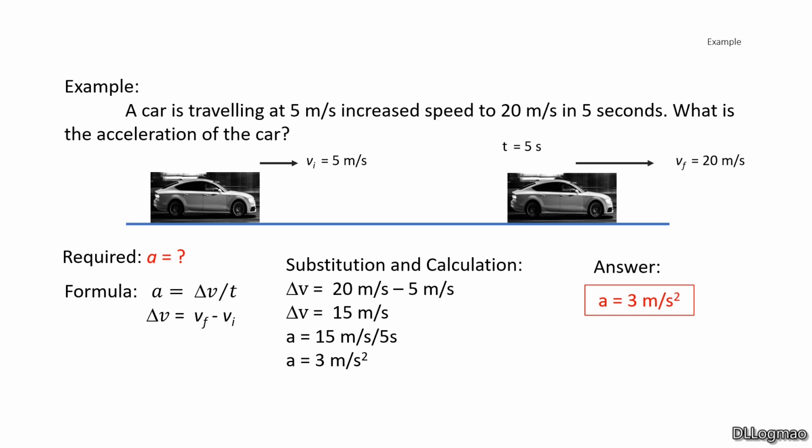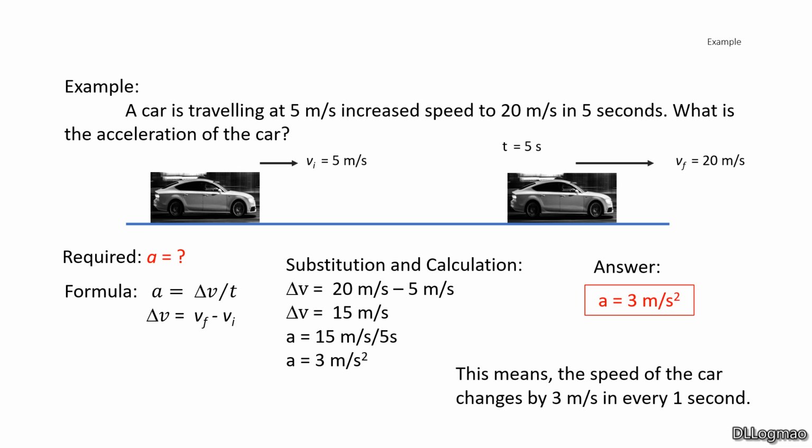What does 3 meters per second squared mean? This means the velocity of the car increases by 3 meters per second in every 1 second. Increases because the acceleration is positive. If it happened to be negative 3 meters per second squared, it will mean a decrease of 3 meters per second in the velocity in every 1 second.